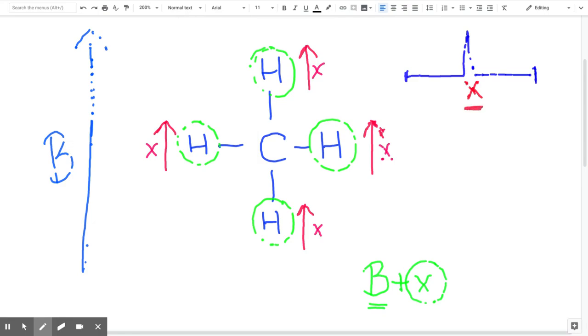Okay, so think about that and look on to the next one. We'll build this molecule up slowly and try to get more and more detail.